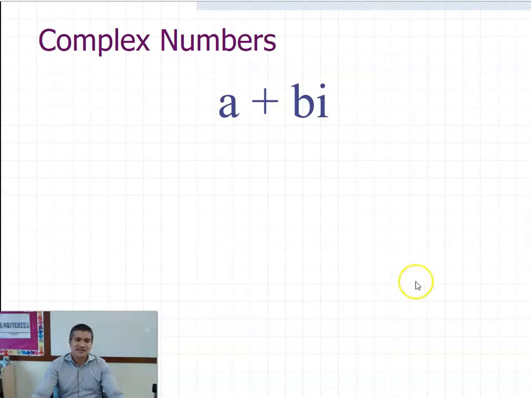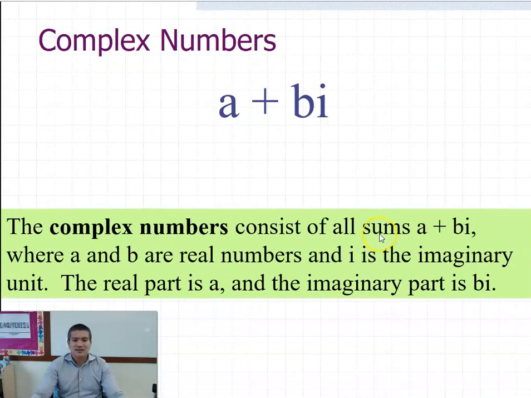Next, complex numbers. A complex number consists of all sums of a plus bi, where a and b are real numbers and i is the imaginary unit. The real part is a and the imaginary part is bi.